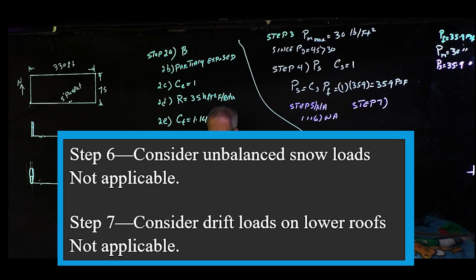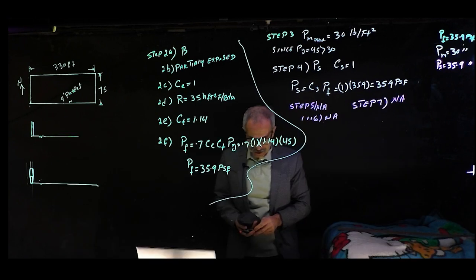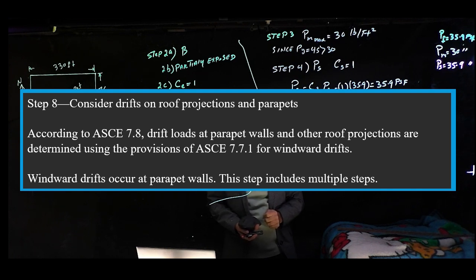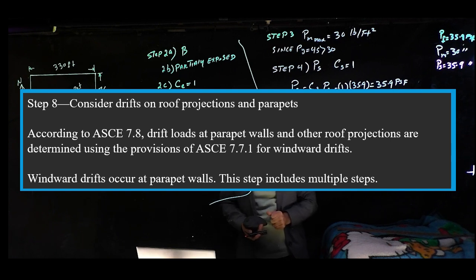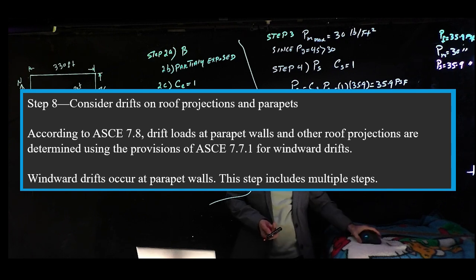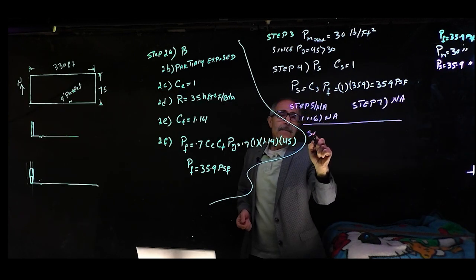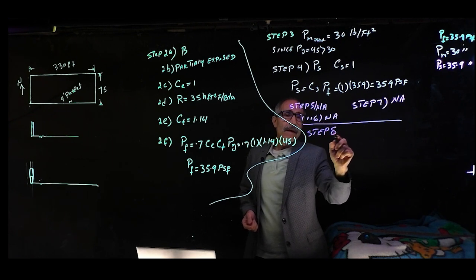Step 7, consider snow drift on a lower roof and roof projection. We don't have that, so that doesn't apply either. I'm going to put NA for step 7. And let's move on to step 8. Step 8 says consider snow drift adjacent to roof projection. And that's basically, we have the parapet wall. So now we have to go ahead and go to ASCE 7.7.1 for windward drift. And that's going to involve multiple steps. Let me erase this part. Actually, maybe I can do it right here. Okay, step 8.